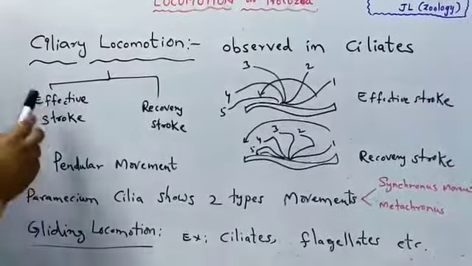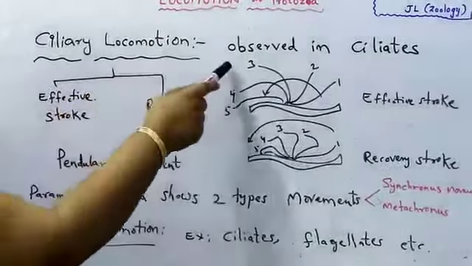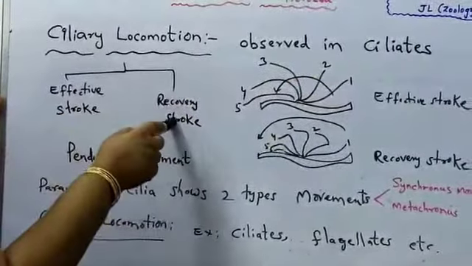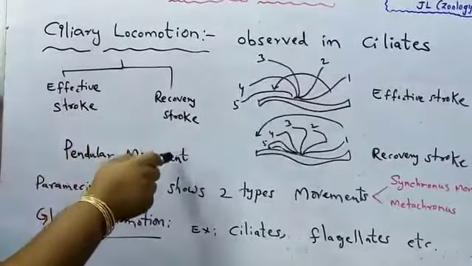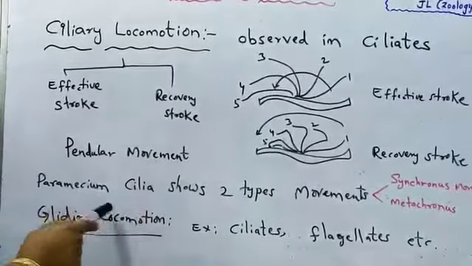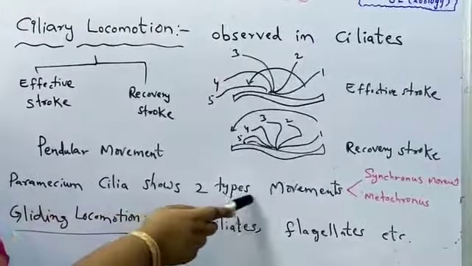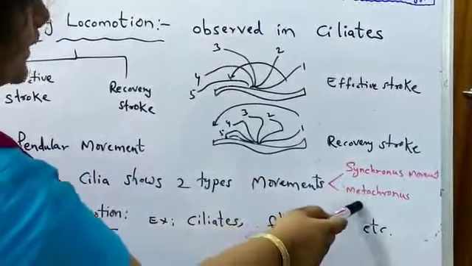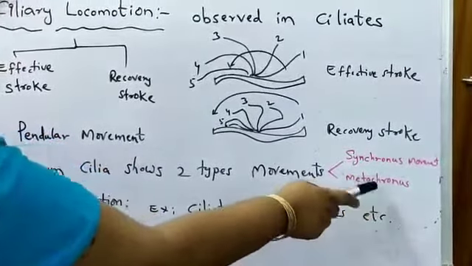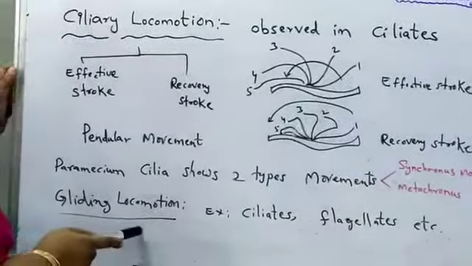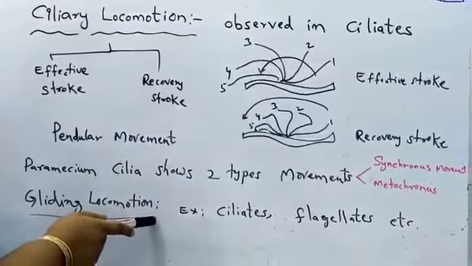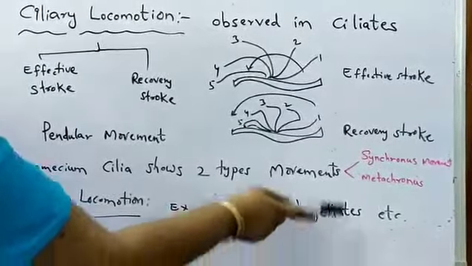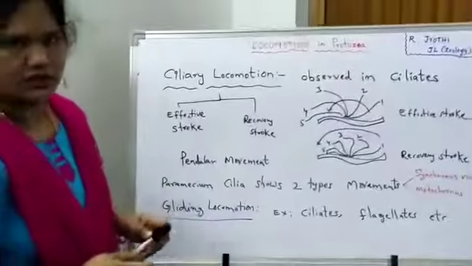Listen once again. Ciliary locomotion is observed in ciliates. There are two types, effective stroke and recovery stroke. These movements are pendular movements. In Paramecium, cilia show two types of movements: first, synchronous movements, and second, metachronous movements. The last movement is gliding locomotion, a zigzag movement, for example in ciliates and flagellates. These are the ciliary locomotions.